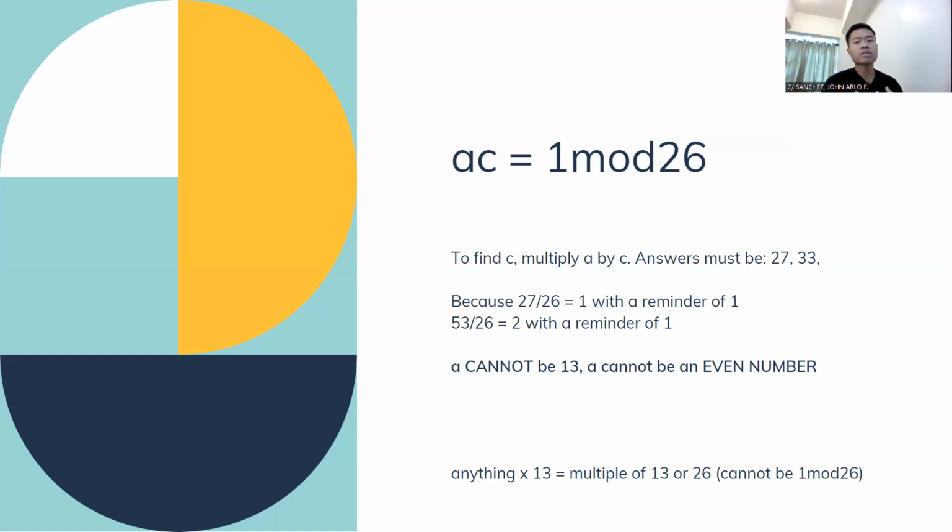Try to use an even number and multiply it by C to get 1 modulo 26. You'll realize that you can't, because if you multiply any number by an even number, you will always get an even number. But if you want a remainder of 1 for 1 modulo 26, you need an odd number. 27 and 53 are odd numbers. You can't really get an even number and get a remainder of 1 modulo 26. All right? So just to recap, you cannot use 13 or an even number as A.